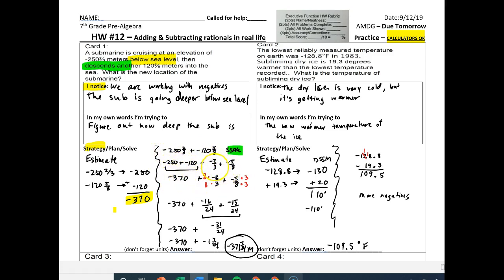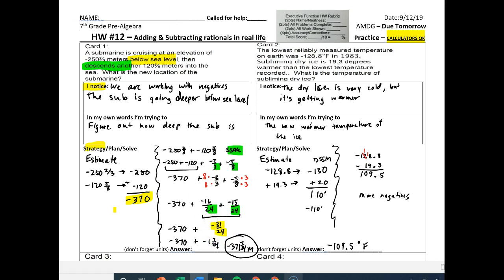And then I have to find common denominators between 3 and 8. So notice I multiplied negative 2/3 by 8 and negative 5/8 by 3. And that gave me negative 16 over 24 plus negative 15 over 24. Now that I have common denominators, I can just add them up. I get negative 31 over 24.